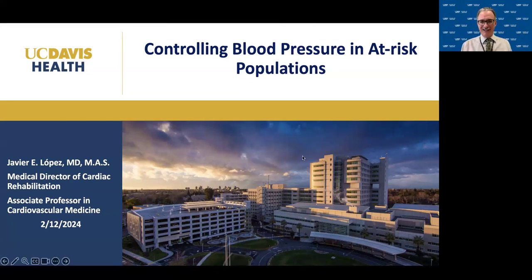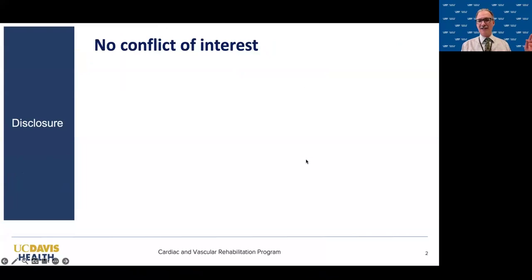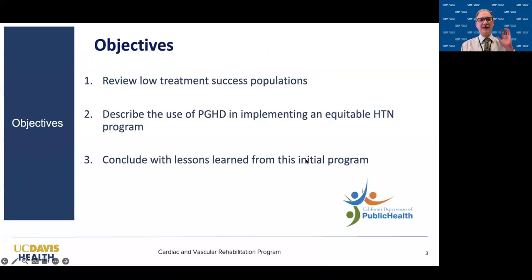So let's see. I have no conflict of interest to declare related to this. First, I'm going to review the low treatment success populations. That's what I call them. So these are the people we fail because we succeed poorly with them.